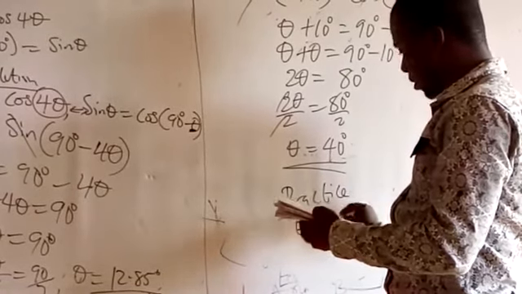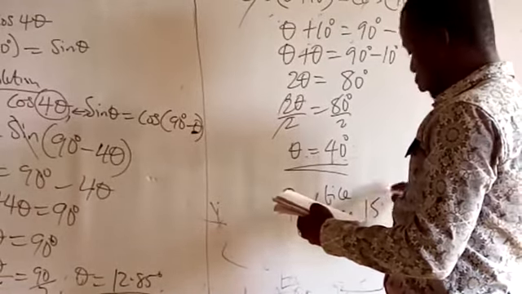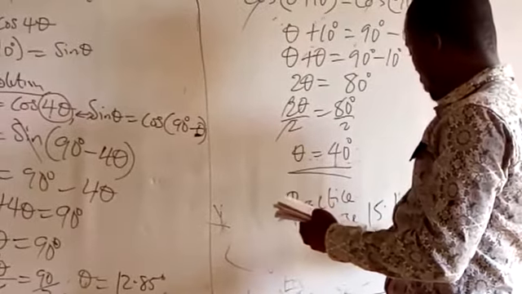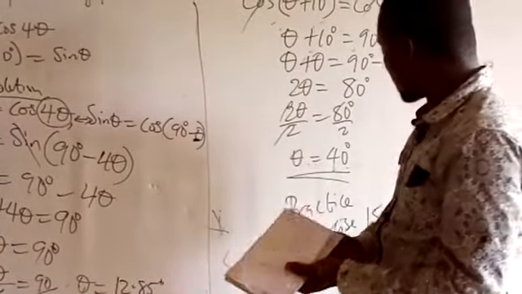exercise 15.1 number 1 to 5. Practice exercise 15.1 number 1 to 5.